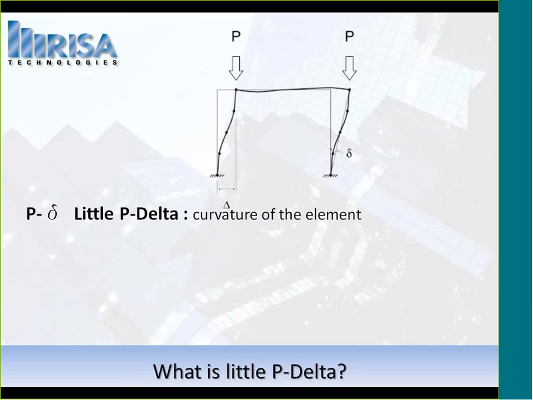What we've got here is also something that's called little P-Delta. So the one we just discussed is what might be called a big P-Delta. The other type of P-Delta is a little P-Delta, and that really accounts for the curvature of the element.